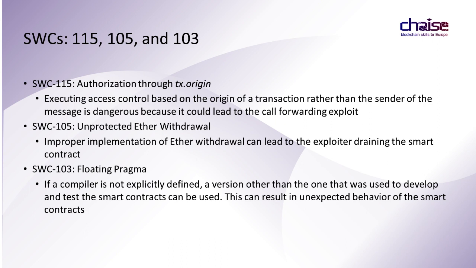SWC 105, Unprotected Ether Withdrawal. Improper implementation of Ether withdrawal can lead to the exploiter draining the smart contract. Without proper protection, an Ether withdrawal from the smart contract can be exploited using a reentrant call to drain the smart contract of all of its funds. SWC 103, Floating Pragma. If a compiler is not explicitly defined, a version other than the one that was used to develop and test the smart contracts can be used. This can result in unexpected behavior of smart contracts.